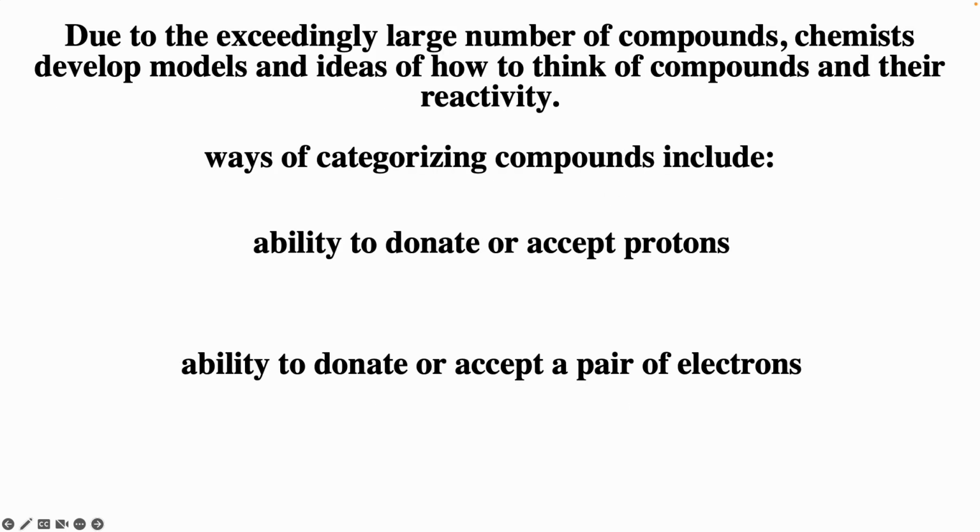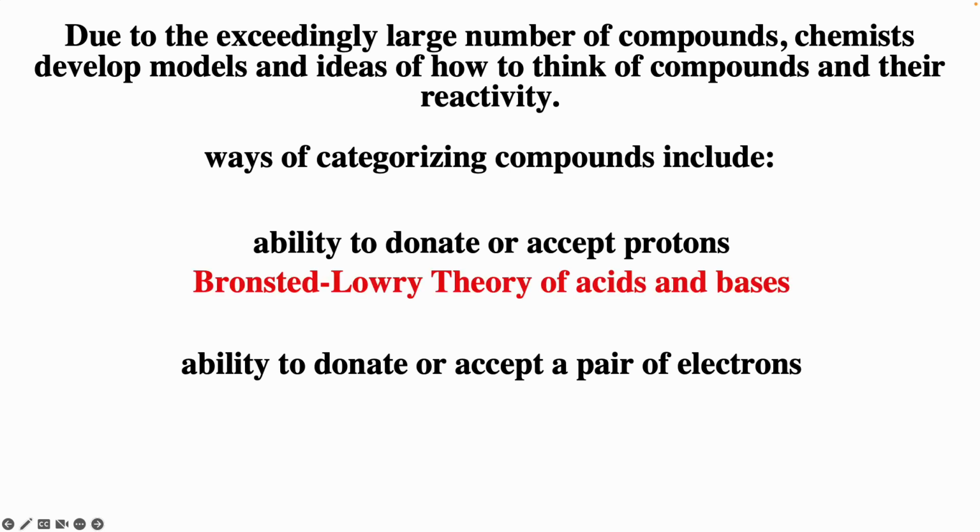Due to the extremely large number of compounds, chemists develop models and ideas of how to think of compounds and their reactivity. There are literally tens of millions of distinct compounds with distinct chemical and physical properties. Now we can imagine we could characterize compounds by their ability to donate or accept protons, which are just hydrogen ions, and that would be the Bronsted-Lowry theory of acids and bases.